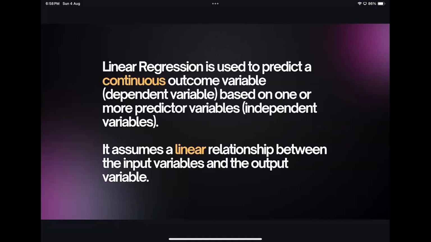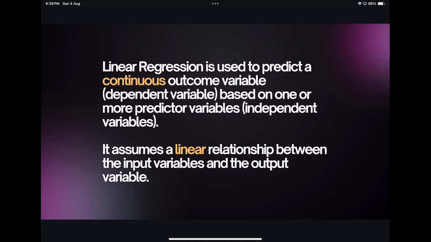Okay, so let's define linear regression. Linear regression is used to predict a continuous outcome variable, called the dependent variable, based on one or more predictor variables. What we just learned: y is the outcome variable, we're predicting y. X is the independent variable. In single linear regression, we just have one x, which basically means that I'm going to predict y with just x.